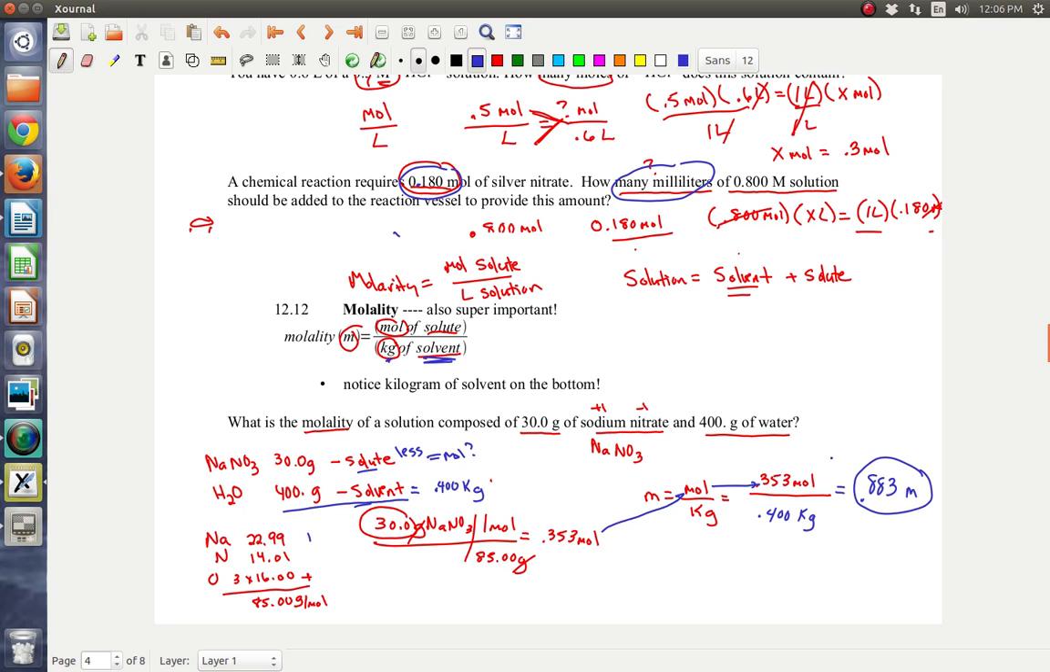All right, so that's the concept of molality. You're going to have homework problems on molarity and molality, and you need to keep those straight.